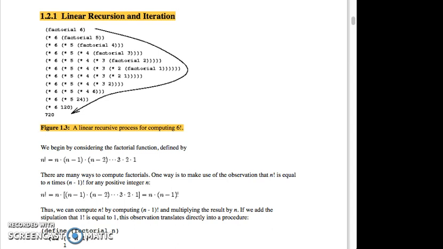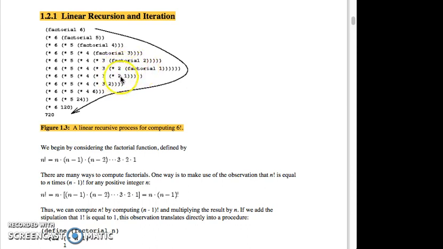Figure 1.3, a linear recursive process for computing 6 factorial. So factorial of 6 is multiplying 6 and the factorial of 5. Factorial of 5 is multiplying 5 and the factorial of 4, which is multiplying 4 and the factorial of 3, which is multiplying 3 and the factorial of 2, which is multiplying 2 and the factorial of 1, and then it ends up being 2 and 1.